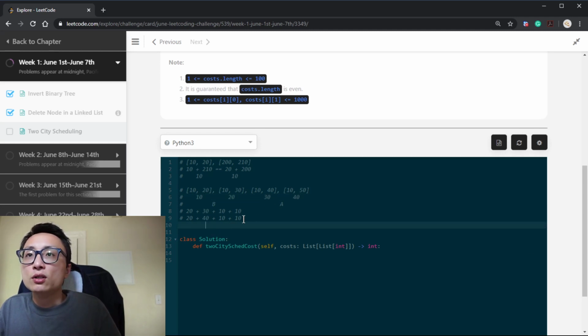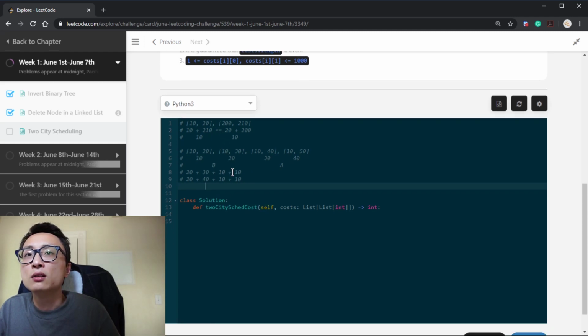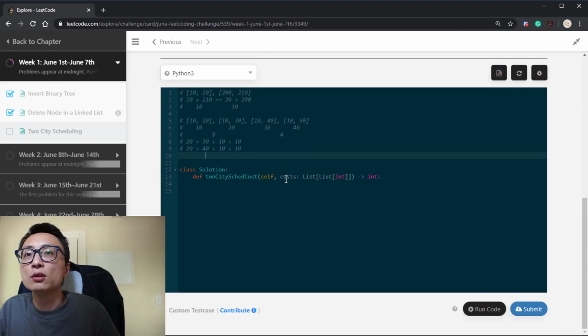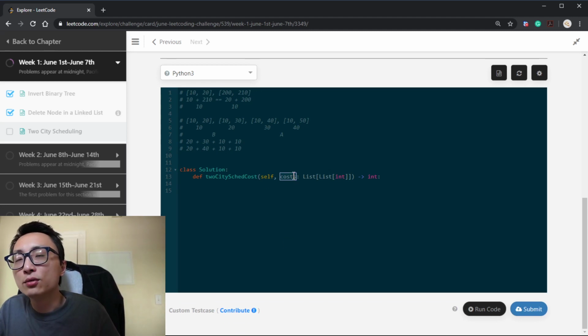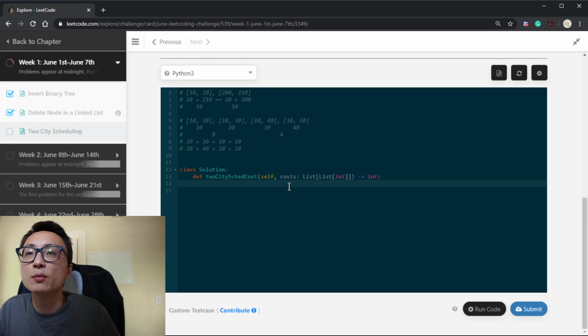So for this, we need to sort. The time complexity is n log n, and the space depends on whether we do an in-place sort or not. If we're allowed to do an in-place sort, it will be constant. Otherwise, we'll just make a copy of the costs, so it's linear in space if we make a copy instead of in-place sorting. So that's pretty much the analysis.